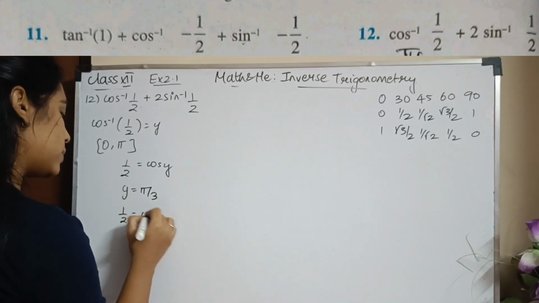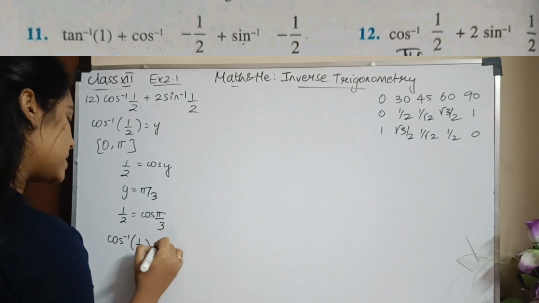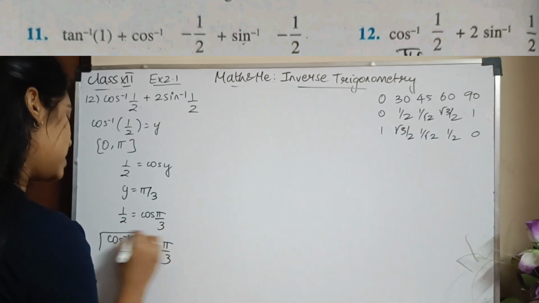So 1 by 2 equals cos of pi by 3. So cos inverse of 1 by 2 is going to be pi by 3. So this is my first value.